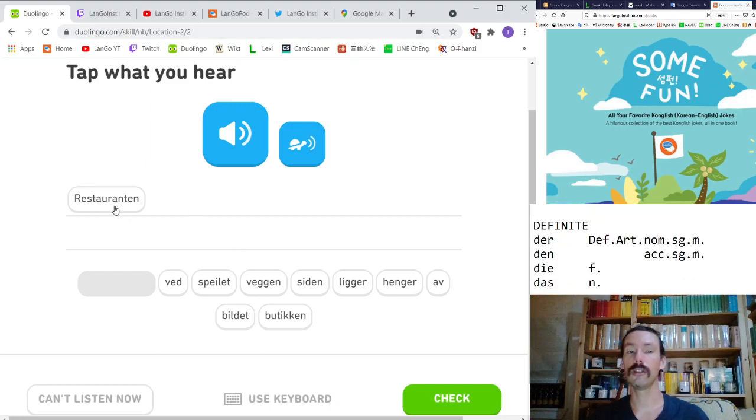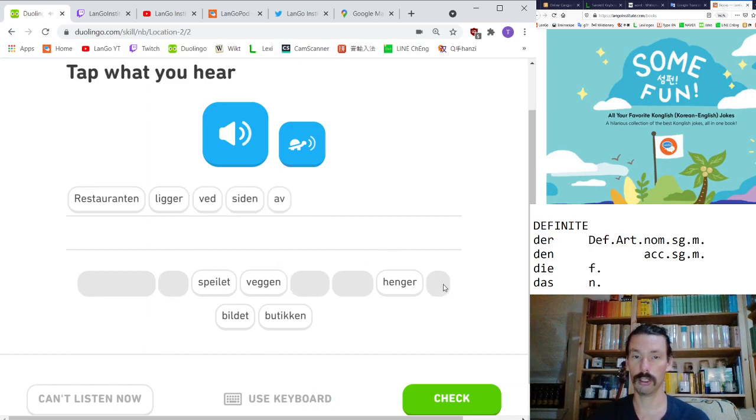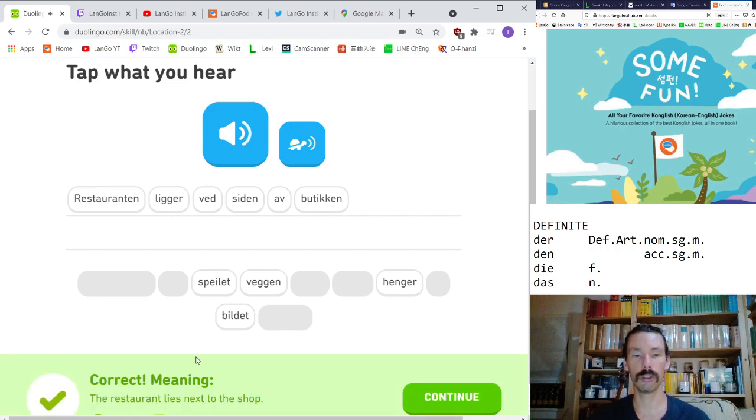Okay, so it's not restauranten. Since this is a word from French which has a nasalized a here, restaurant, the sound has an eng consonant. Restauranten ligger ved siden av butikken. Swedish spells it with ng, but Norwegian keeps the French spelling. Ligger ved siden av butikken. It's next to the shop. The restaurant lies next to the shop.